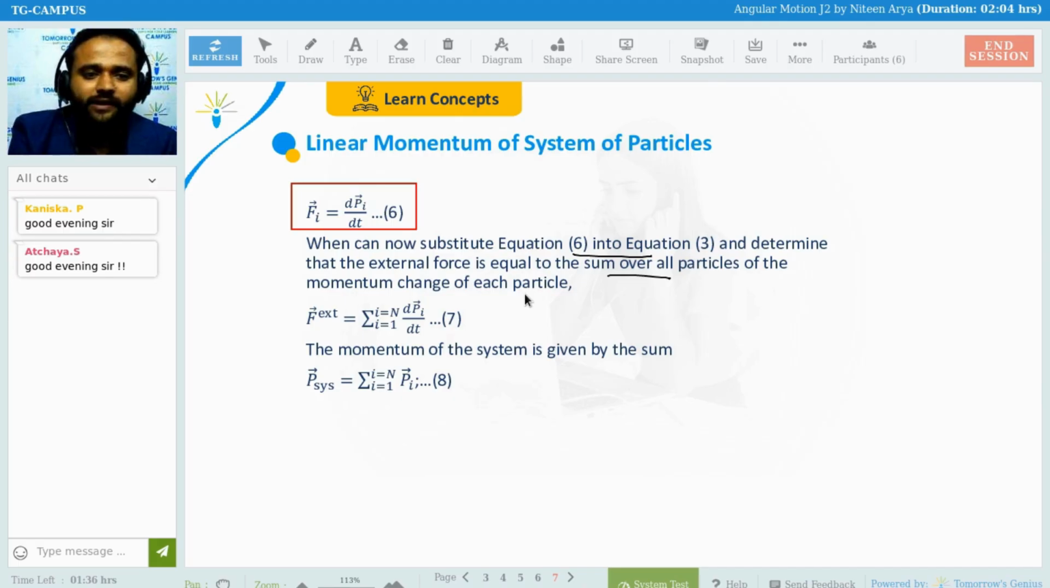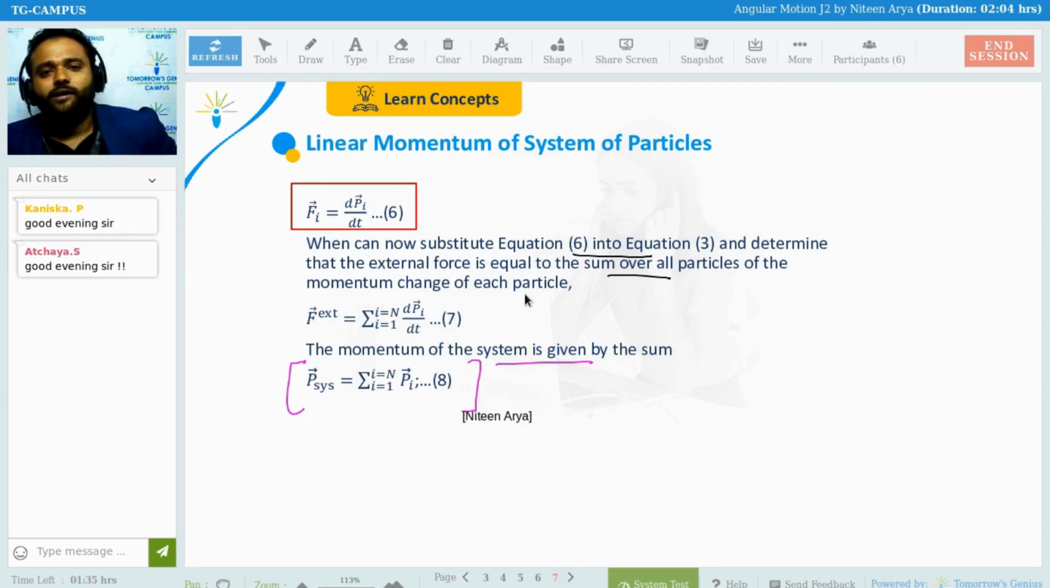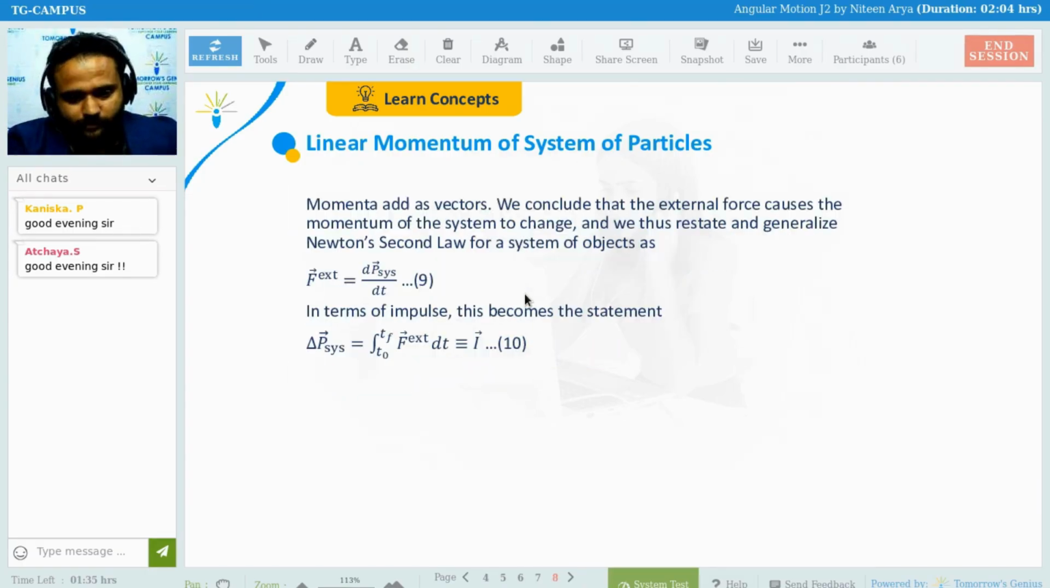So if we want to find the momentum of the entire system, you don't need to do anything, you just need to sum the momentum of each particle, whatever the body is going to represent. Clear? That is your momentum of system. Then momentum acts as a vector, obviously. So we conclude that the external force causes the momentum of the system to change, and we thus restate the generalized Newton's second law for a system of objects as F external is dp system by dt.